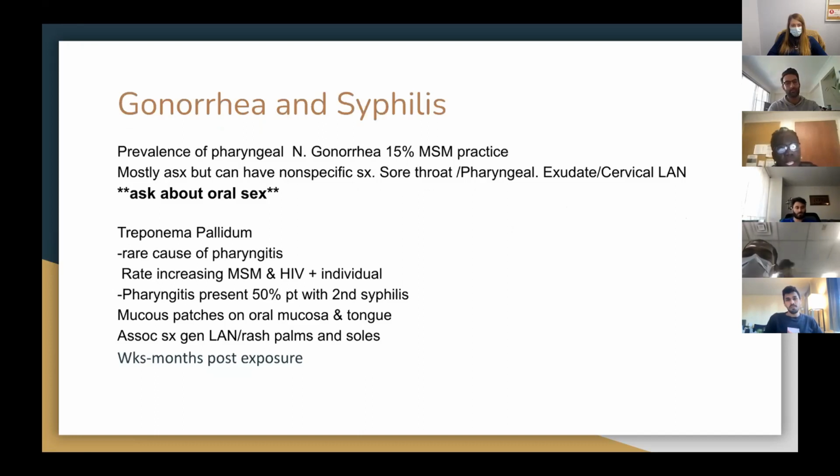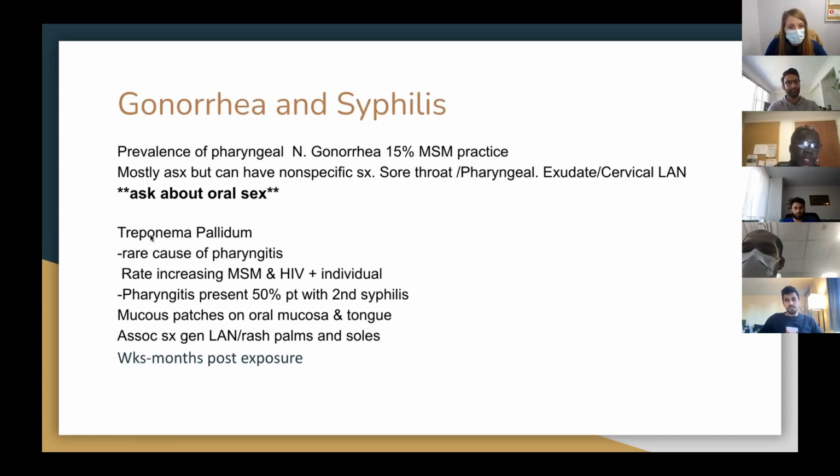Gonorrhea and syphilis presenting as pharyngitis. The prevalence of pharyngeal gonorrhea is 15% in men who have sex with men. Most of the time it's asymptomatic, but occasionally somebody might have a sore throat. So you should always ask about oral sex, where are you putting your mouth?